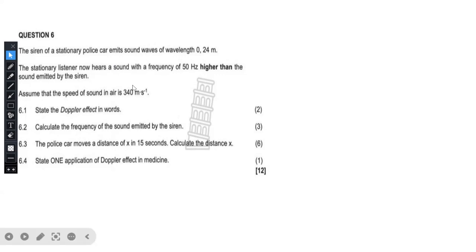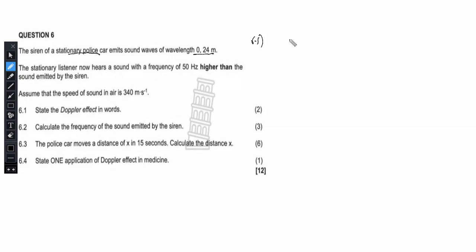Okay, so we have question 6 on Doppler effect. It says the siren of a stationary police car emits sound waves of wavelength 0.24 meters. The stationary listener now hears a sound with a frequency of 50 hertz higher than the sound emitted by the siren. Then assume that the speed of sound in air is 340 meters per second. Now 6.1 says state the Doppler effect in words.